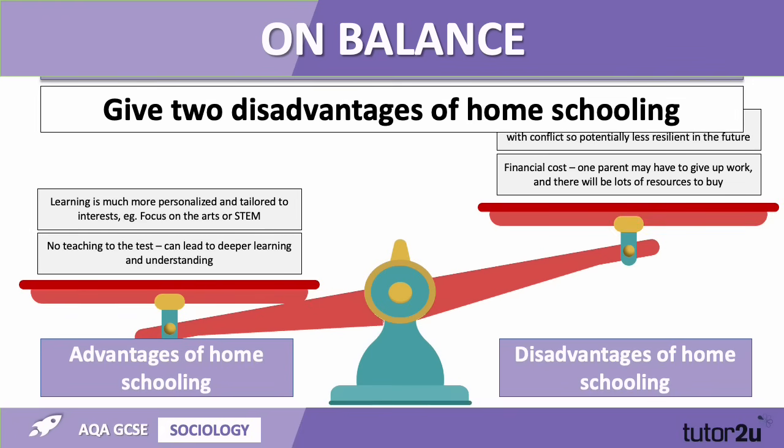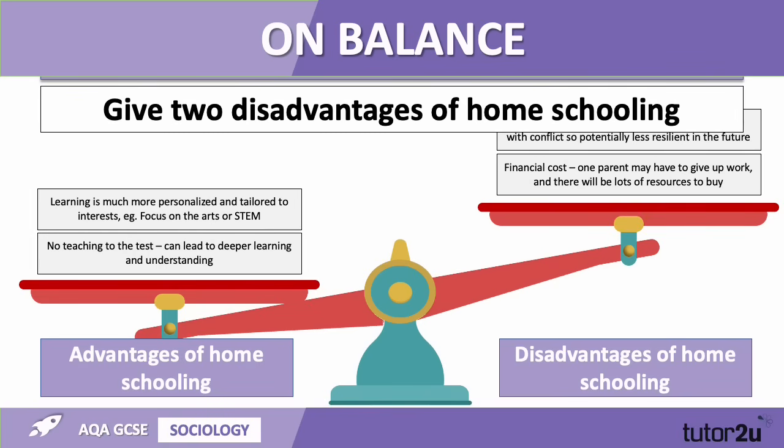Okay, in terms of disadvantages, the first one we've got is a financial cost. So it does take a big commitment from parents to do homeschooling. One parent might have to give up work, and there will be lots of resources to buy, because obviously you can't just set up an education plan without any additional support. There are lots of resources that will be needed for all subjects. So it is a really expensive thing for parents to commit to.